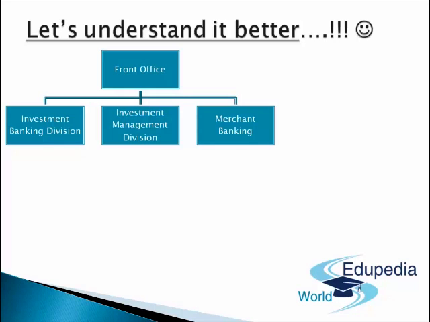So guys, overall front office is divided into three parts: investment banking, investment management, merchant banking. Investment banking is again divided into two parts. One is industry coverage groups, another one is product coverage groups. In case of the investment management division, it is again divided into two parts, that is private wealth management and private client services. Again, in case of merchant banking, the same is divided into two parts, that is research and strategy. Merchant banking is a private equity activity of investment banks. So that's what they do.